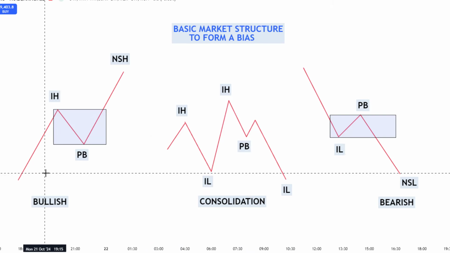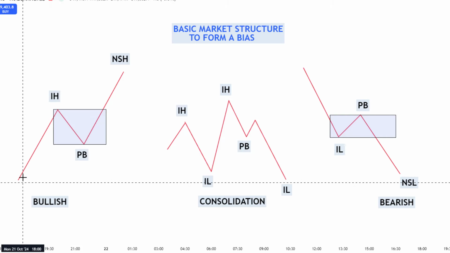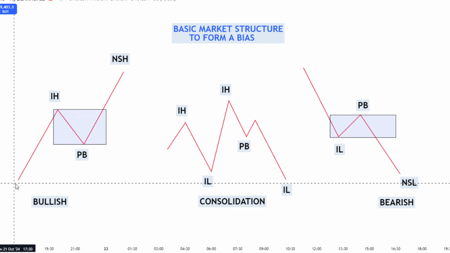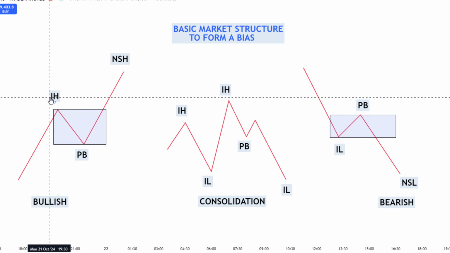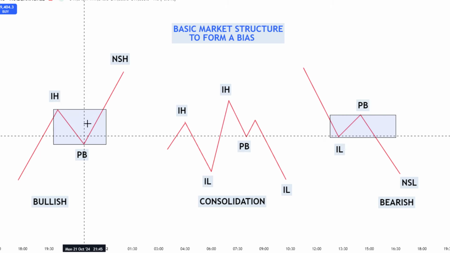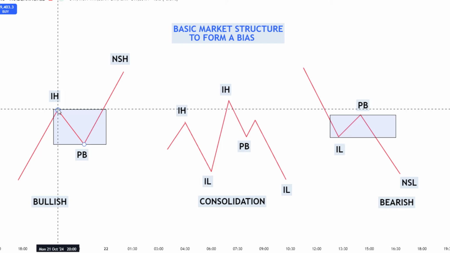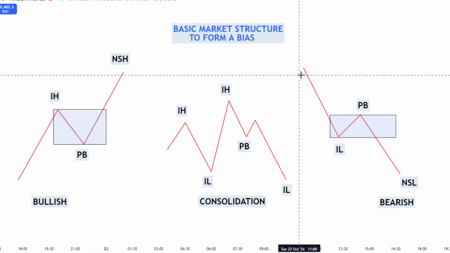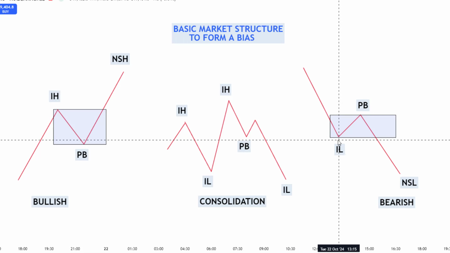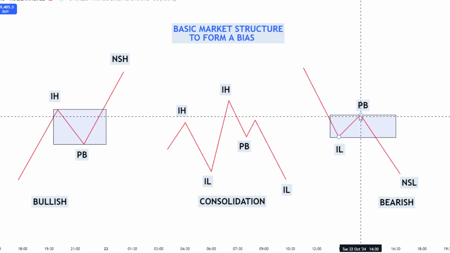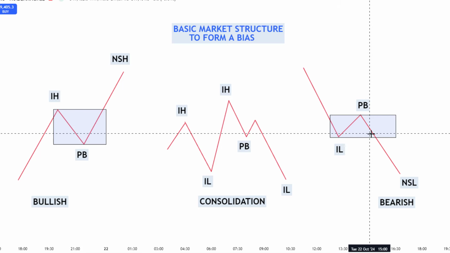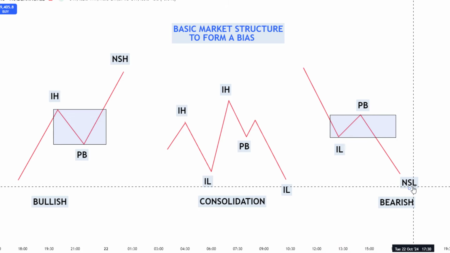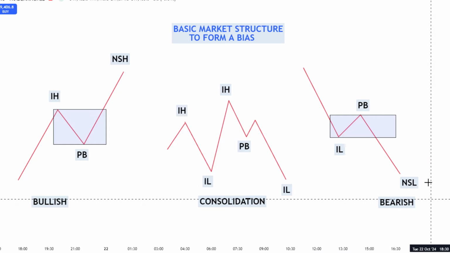Now, to frame this, what we want to know is that when we have a bullish trend, and these red lines represent price action, we need to have an initial high, we need to have a pullback, and then we have to have a new structure high that's broken and closed above the initial high. When we have a bearish trend, we need to have that initial move down. So we have our initial low, we have that pullback, and then we have that break of the initial low and close below it to form that new structure low. And that's how we confirm a bearish trend.